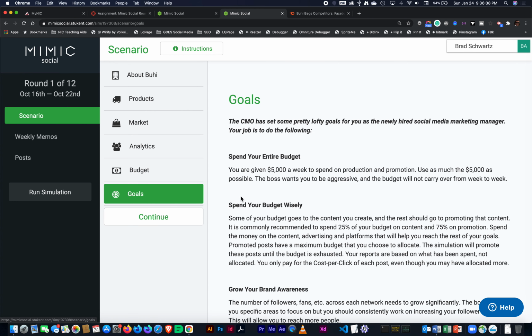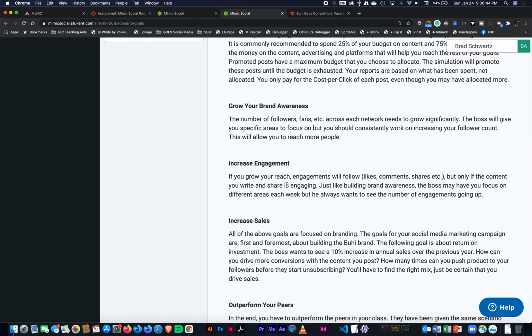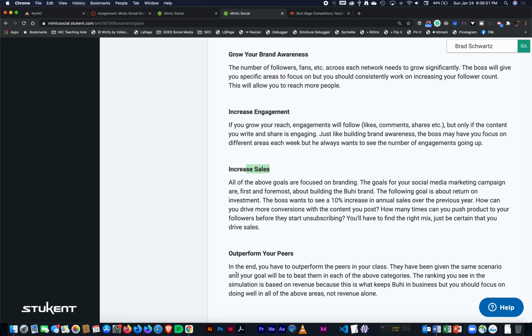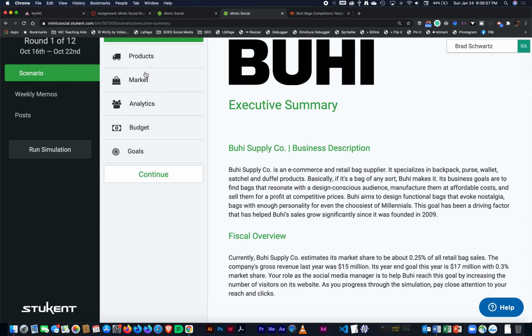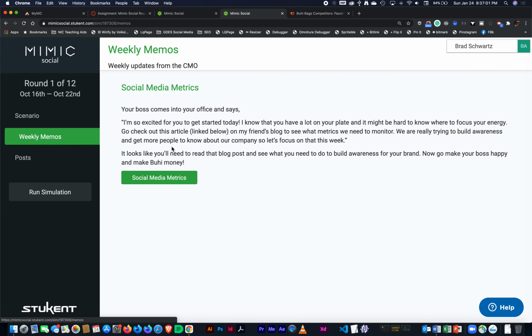So our goals: spend the entire budget, spend wisely, and we want to grow the brand, increase engagement, increase sales, and maybe even outperform the competition. So again, we take a look at our memo here.